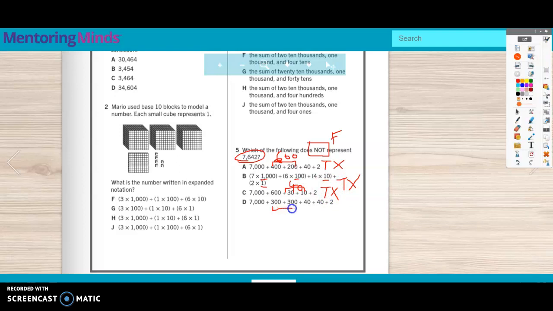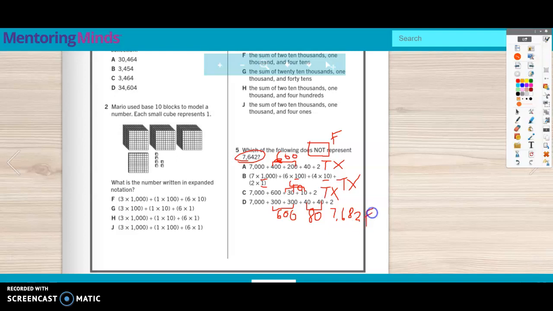The last one, together this is 600. But these two together becomes 80. We don't have 80 there. So this number would be 7,682, which is not the same as the number we want.